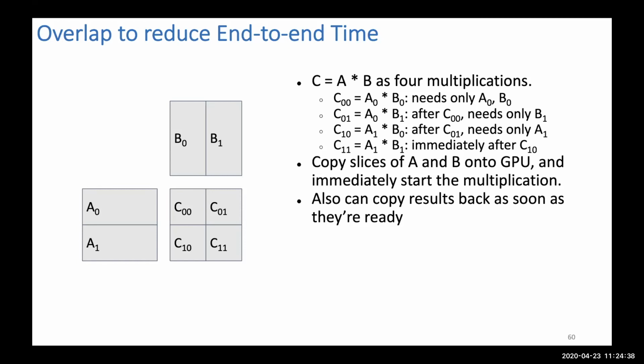And so basically, we're not going to improve the performance of the kernel or improve the performance of the memory transfer, but we're going to improve the overall utilization of the GPU by overlapping the computation with the communication. So once we get A0 and B0 onto the GPU, we can start doing C00, and then at the same time, we can start copying B1 onto the GPU. And then as soon as that's on there, we can compute C01 and so on.